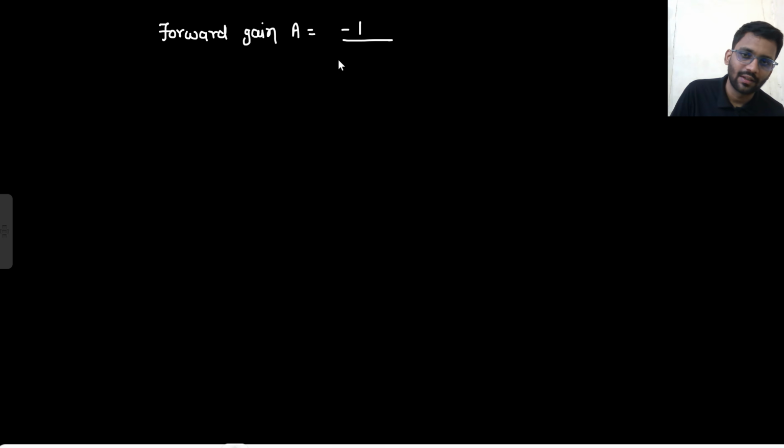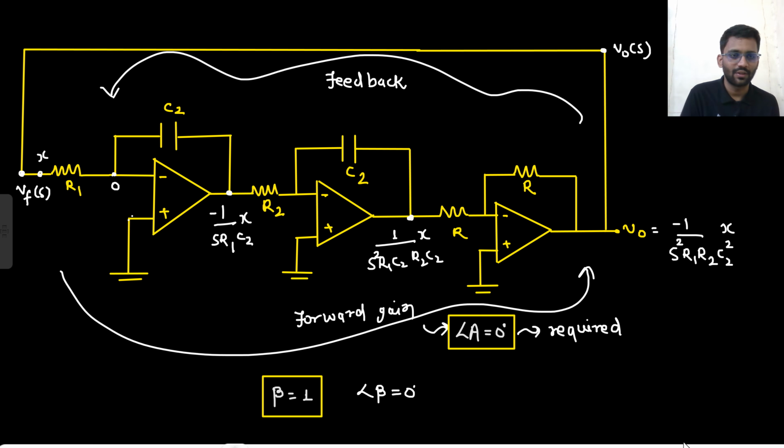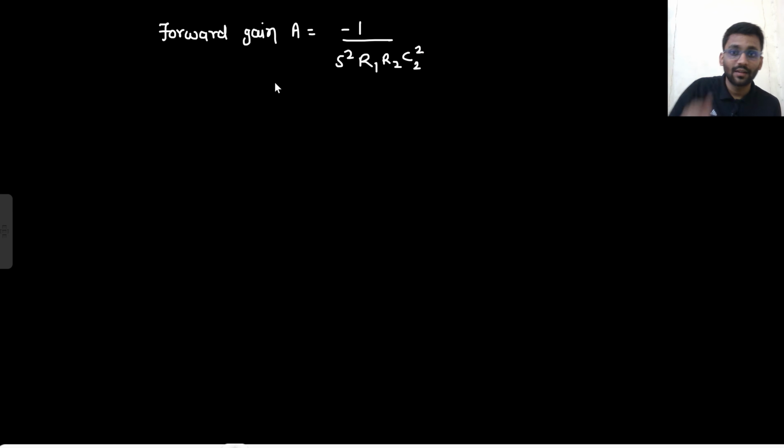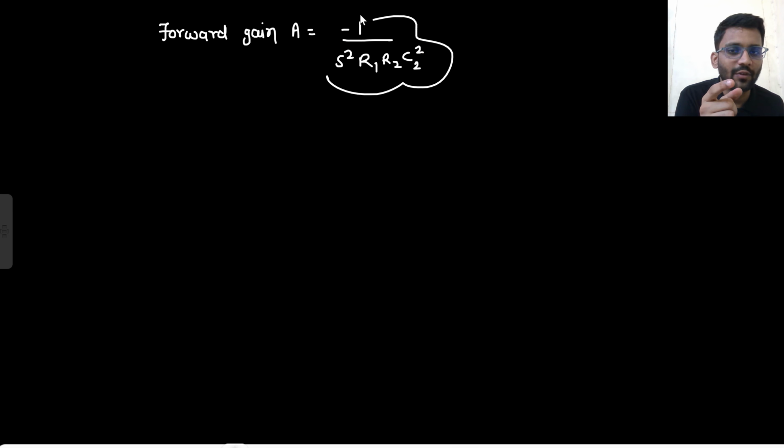So what is the forward gain? Forward gain A, that is minus 1 by s square R1 R2 C2 square. Actually I wanted to write C1 C2, but forget it. This is your forward gain. Well and good, no doubt about it. Forward gain, what is the magnitude? And yeah, it feels like this is providing you 180 degree phase shift, but is that so? Nah, it is not so.